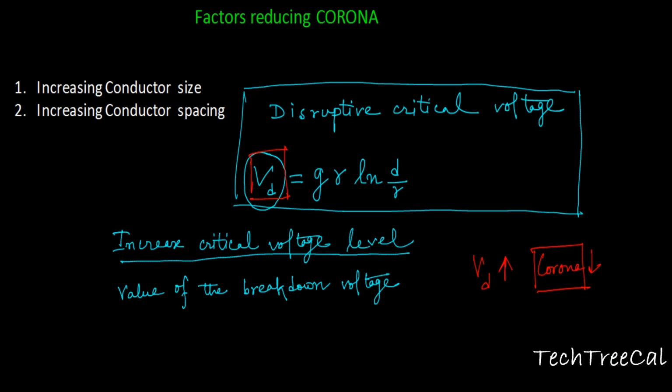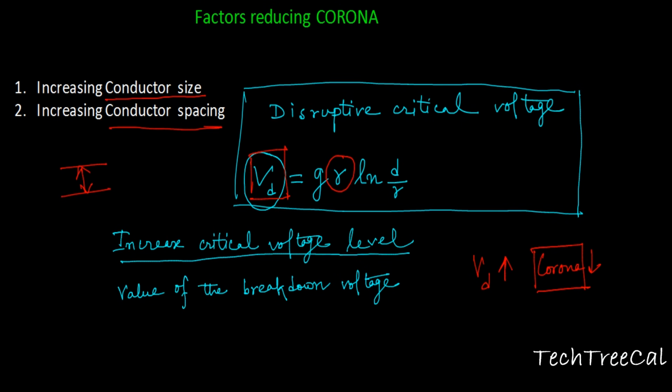And to increase Vd we have to increase the conductor size, that means the radius or the diameter of the conductor, and the conductor spacing, that means the distance between the two conductors. And following this method we can reduce the corona effect.